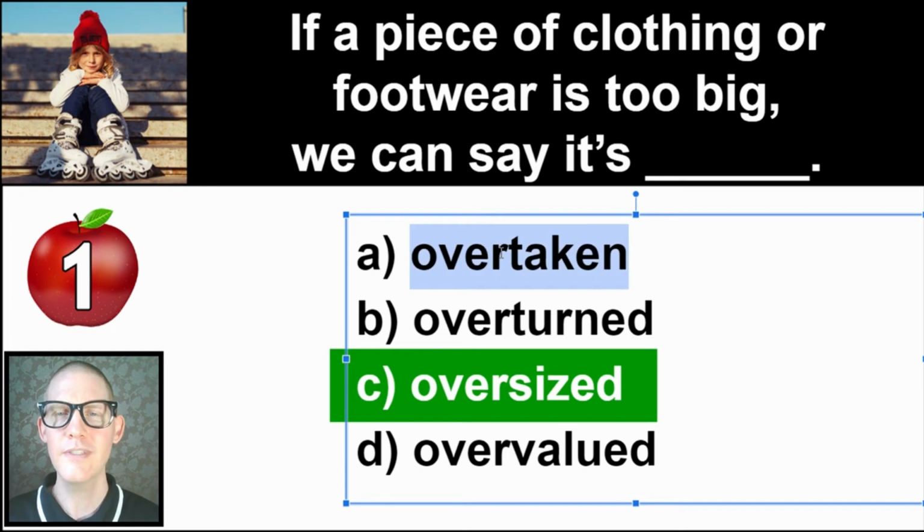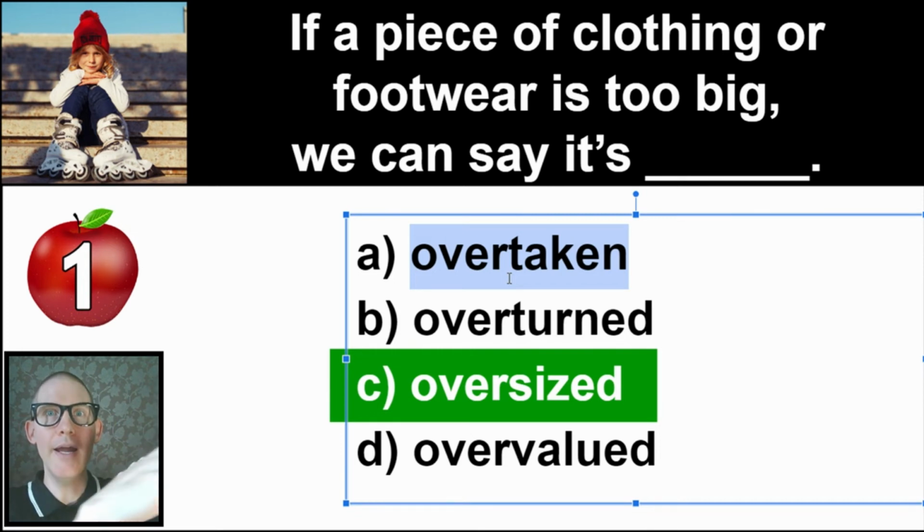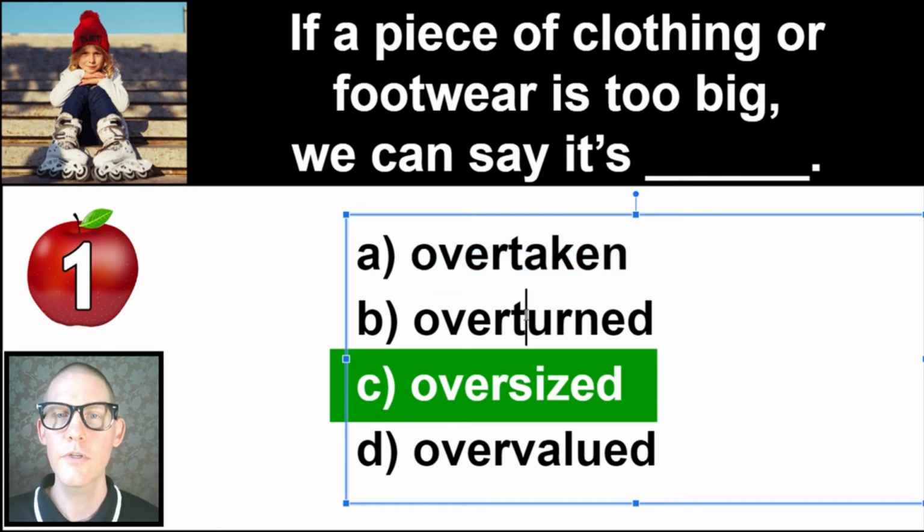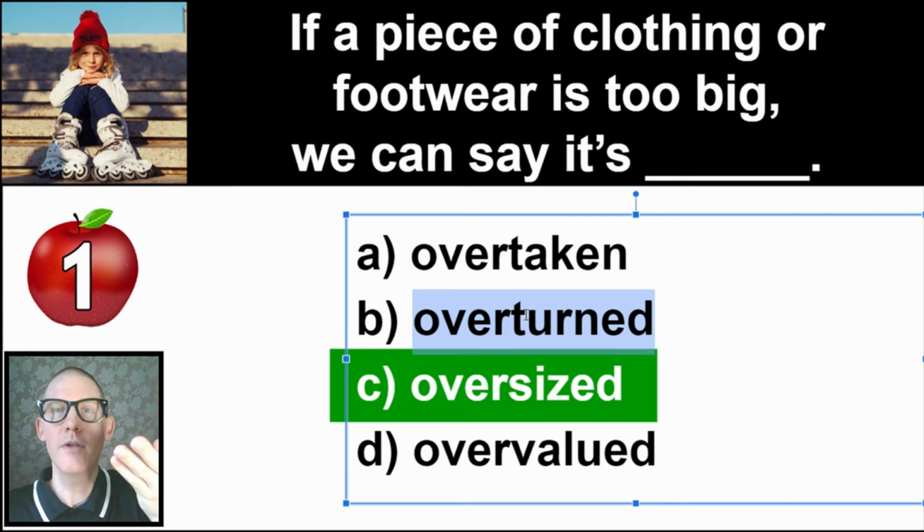All right, overtaken. Well, it starts with over, but it's not what we're looking for. If a car is following another car and it passes it, you can say the first car was overtaken by the car that was behind it. So overtaken means to have been passed. Overturned means to be flipped over, right? We were driving and we saw a car overturned upside down on the road.